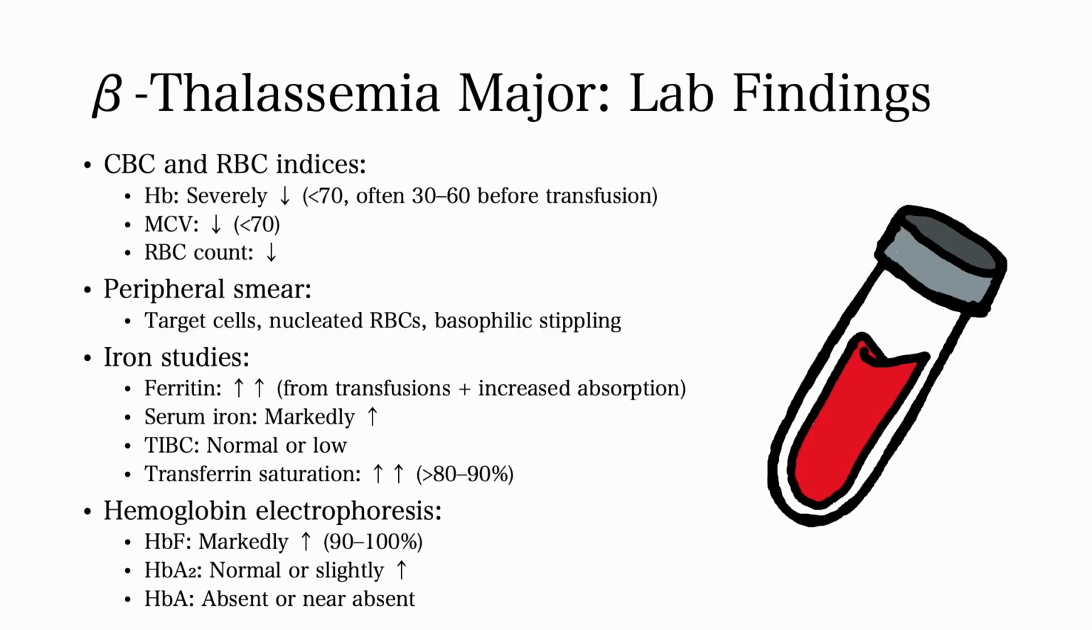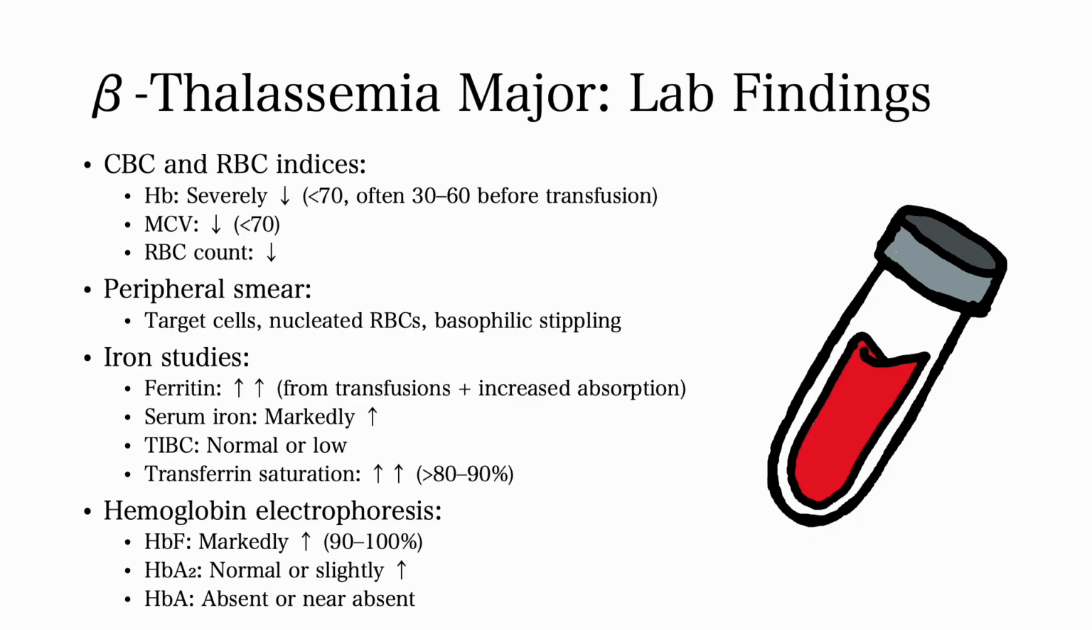And then when it comes to the hemoglobin electrophoresis, you'd see marked elevation of hemoglobin F somewhere around 90 to 100%. You'll see normal levels or slightly increased levels of hemoglobin A2, however, absent or near absent amounts of hemoglobin A.